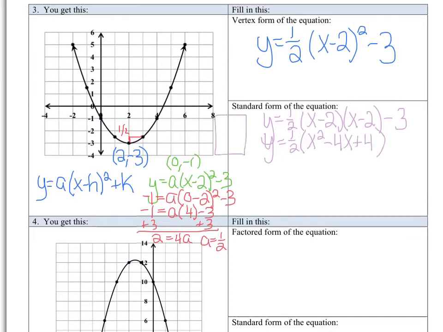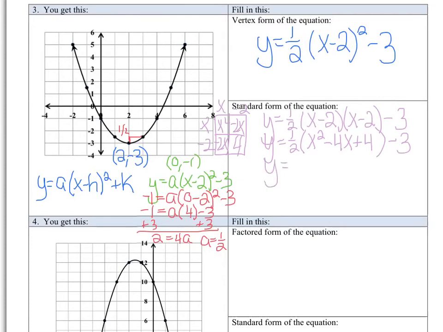Remember, if you need to, you can do the box to figure this out. We have x minus 2 and we have x minus 2. X times x is x squared. We have a -2x, a -2x, and a 4. And we get x squared minus 4x plus 4. Then we have minus 3.